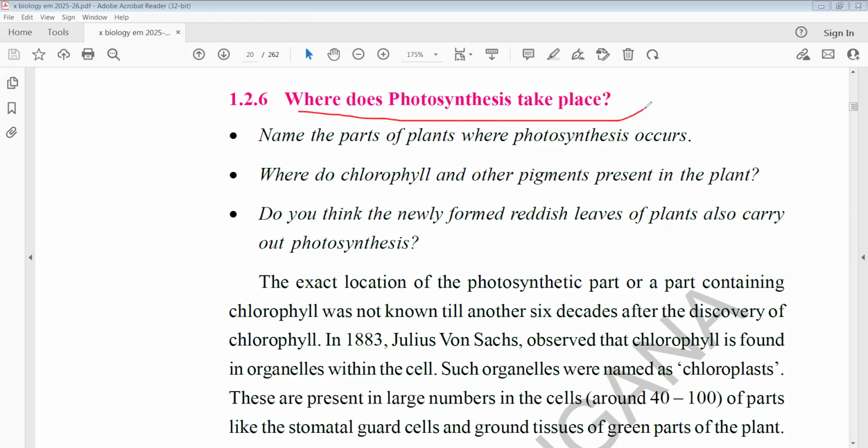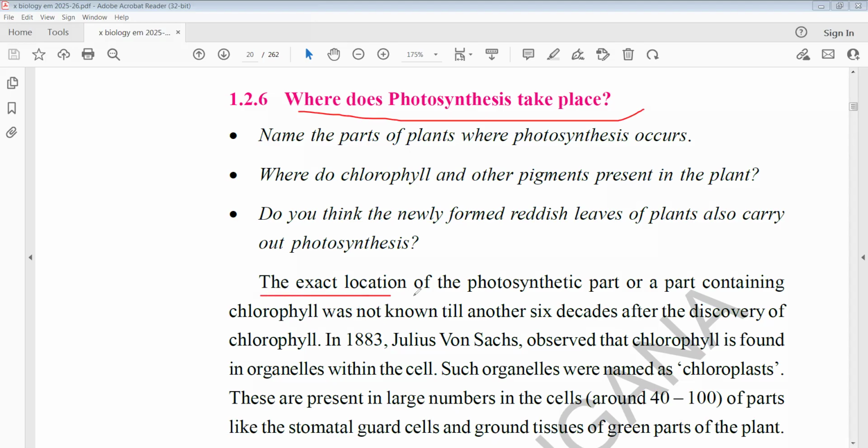This is the important question: where is photosynthesis carried out? We know that photosynthesis is carried out in the green parts, particularly in the leaves. The most important cell organelle is the chloroplast.